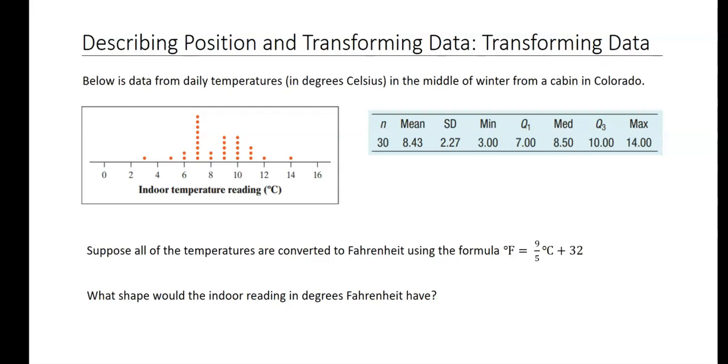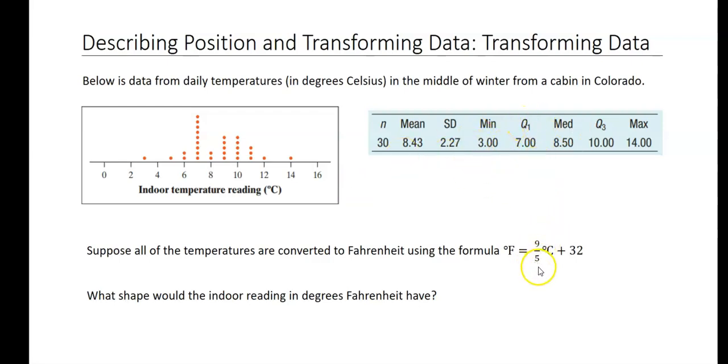Okay, so suppose all the temperatures are converted to Fahrenheit. So this is currently Celsius, which we don't really know. If you've ever been to Europe, I just went this last summer, it's hard to convert in your head. So what shape would the indoor reading in degrees have? What's going to happen to these measures of spread and measures of center here?